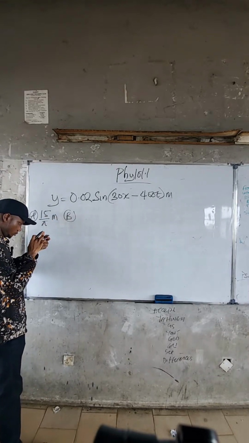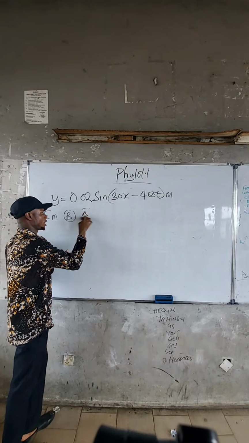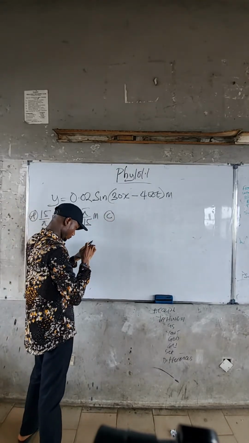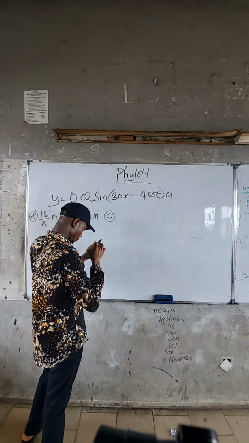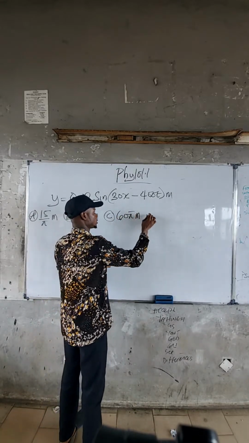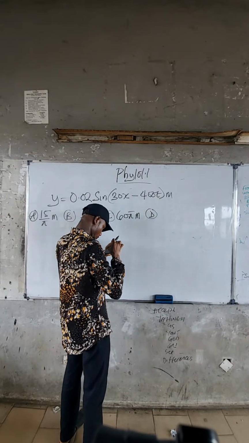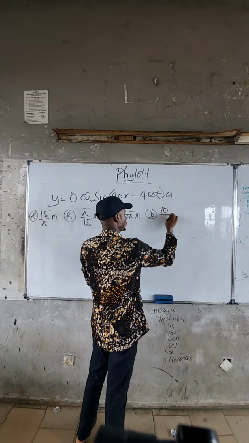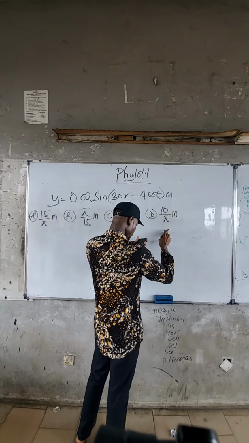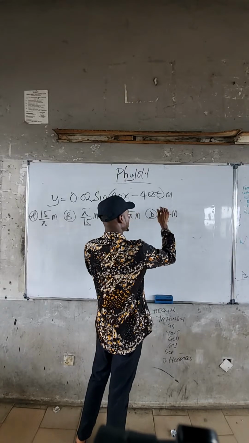B, pi over 15 meters. C, 60 pi meters. D, 10 over pi meters. Sorry, this is 30.